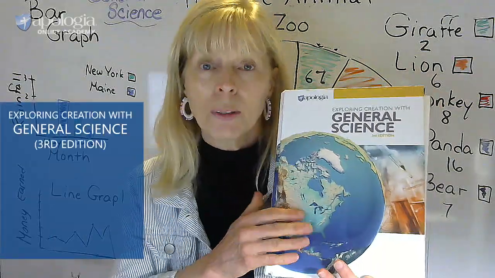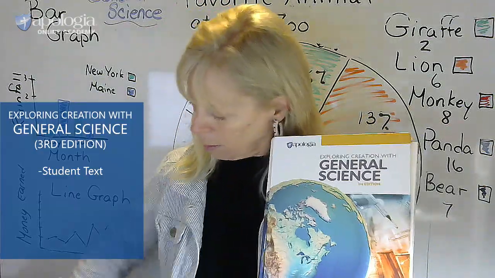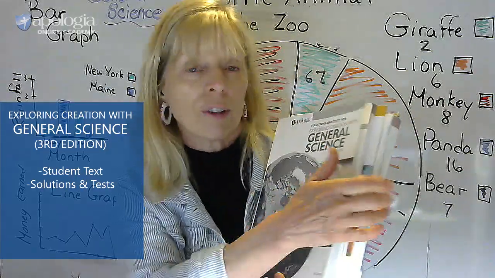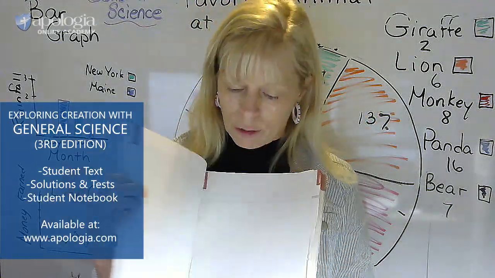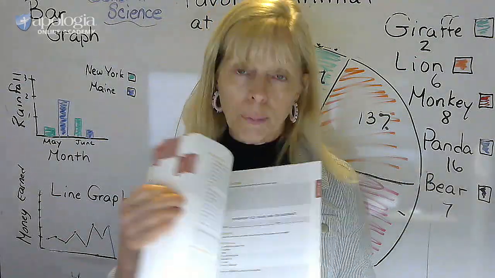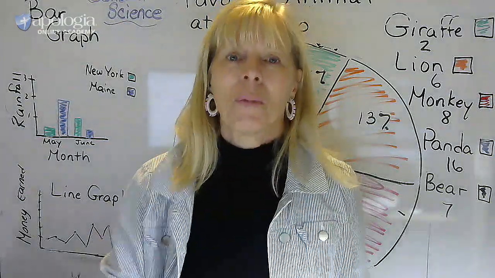This is a textbook that will be needed for the course. It's a third edition. You will also need the solution and test manual, which will have answers for some of the questions that are in the textbook, and also the tests. And you'll also need the student notebook, which has a space at the very end for each module, which is like a chapter, for all the answers to the questions that are asked in the textbook. And at the very back, you can document your experiments. So it's a very handy tool.